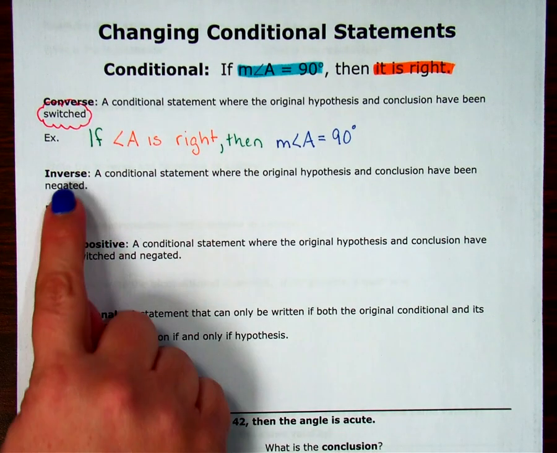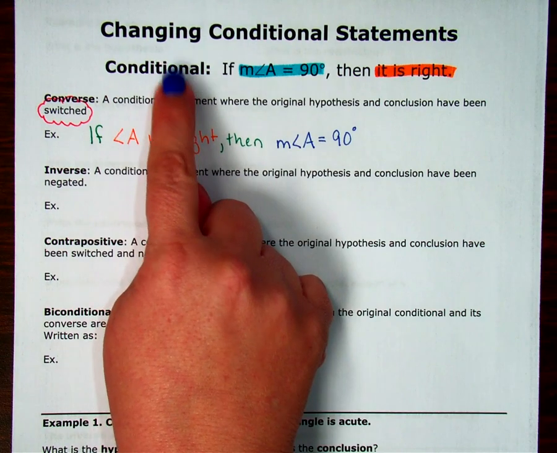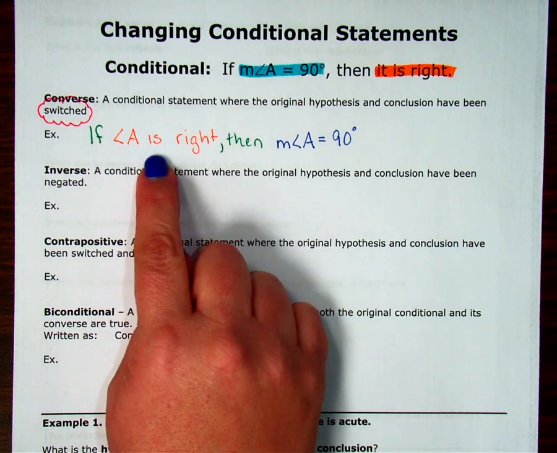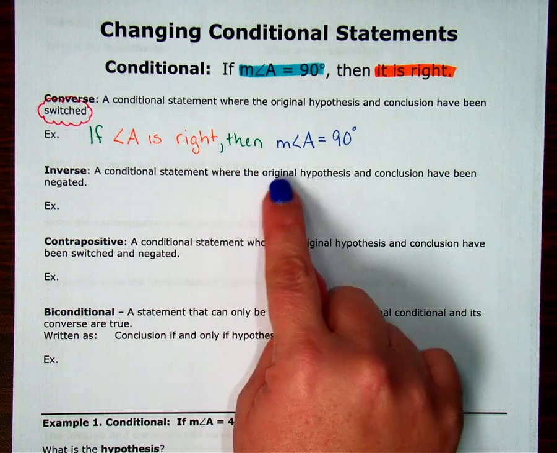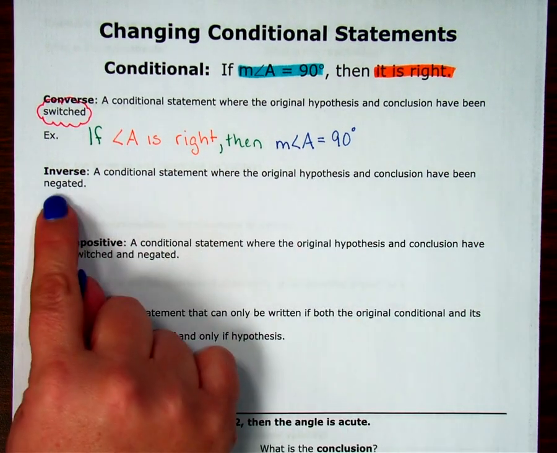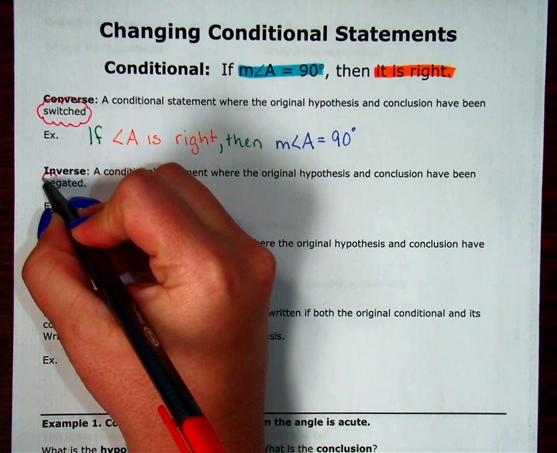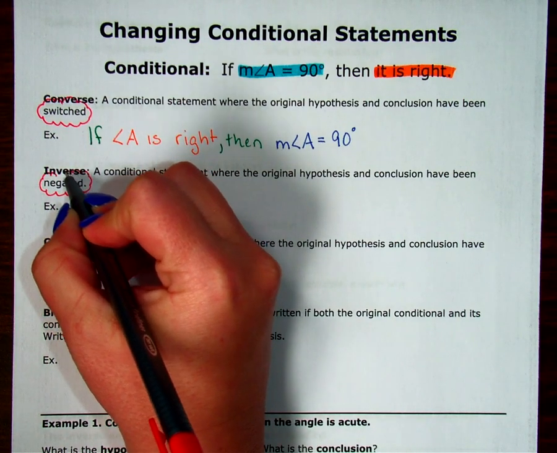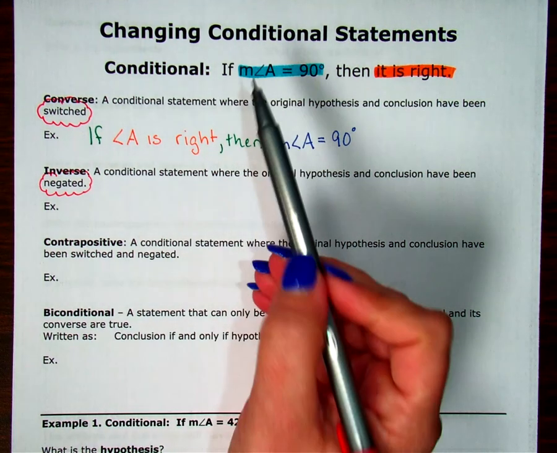Okay? Inverse. To do the inverse of a conditional statement, and we always do these to the original conditional, not the last one we wrote. Okay? The inverse is a conditional statement where the original hypothesis and conclusion have been negated. And it's kind of like you think of it like opposite. It's like opposite day, right? Negated means you put like a not in there. Sometimes the sentences already have a not, so we say negate, and it just means kind of opposite, right?